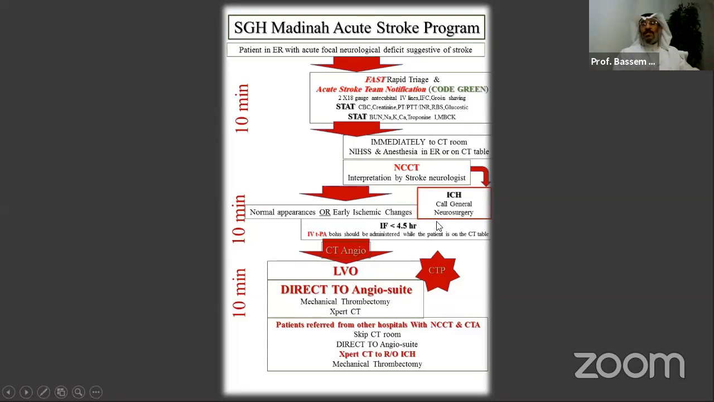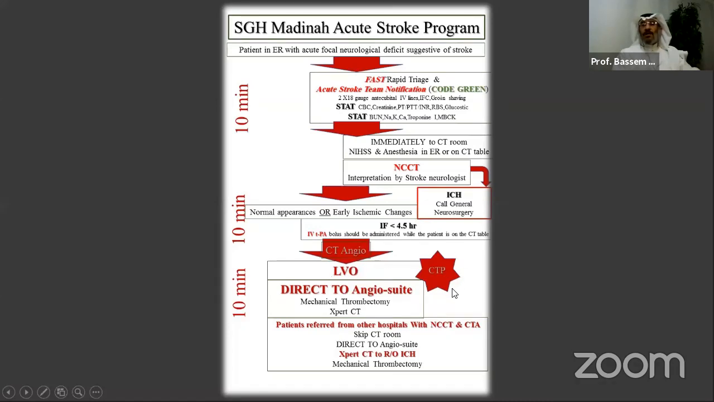Once hemorrhage has been excluded and the patient arrives within the time window for IV thrombolysis, then the patient receives it as a bridging technique until the patient is on the angio table, and then we proceed immediately with a CT angiography with a special technique to look for the large vessel occlusion.